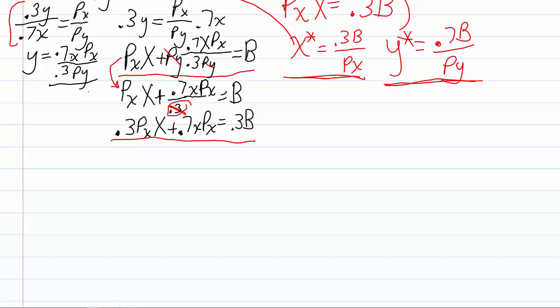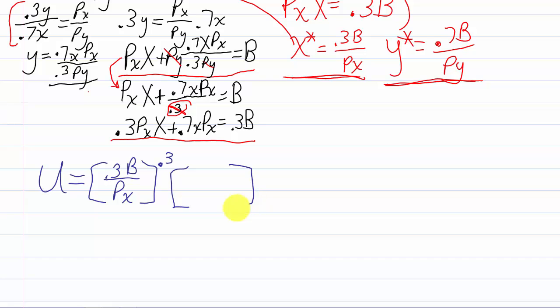So our utility function is x to the 0.3 times y to the 0.7. So let me choose a different color here. So utility equals x to the 0.3. So what we're going to have is this 0.3b over the price of x, because that's the optimal amount of x star. And when we figure out how much utility somebody has, we're going to raise that to the 0.3 in this person's utility function. And then y raised to the 0.7, but we plug in, well, what's the optimal amount of y? 0.7b over the price of y.